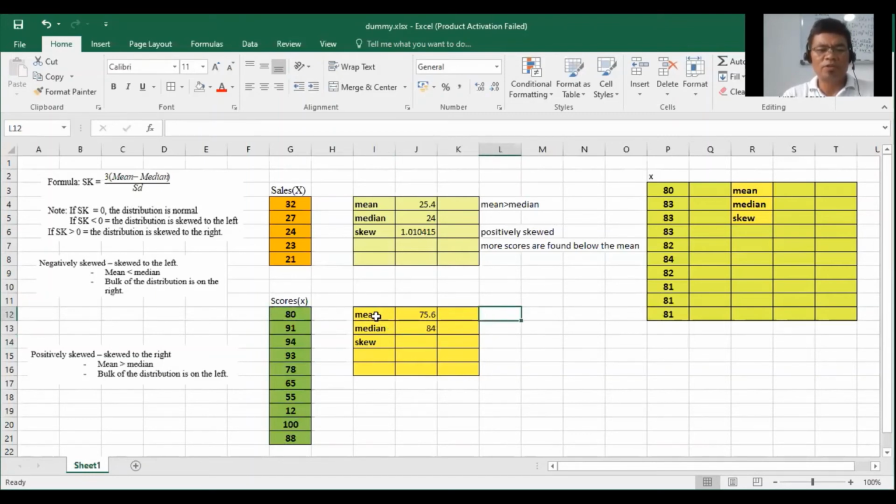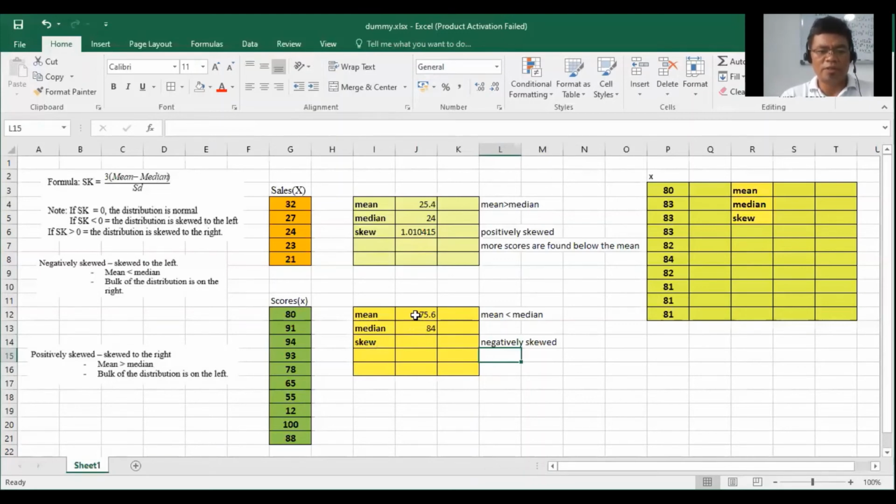Okay, so again, we compare mean and median. What can you say about the values of the mean and median? The mean this time is less than the median value. So what does it mean? If the mean is less than the median, then we have a negatively skewed distribution. If it is negatively skewed, the bulk is on the right, which means that there are more scores found above the mean and a small number of scores found below the mean.